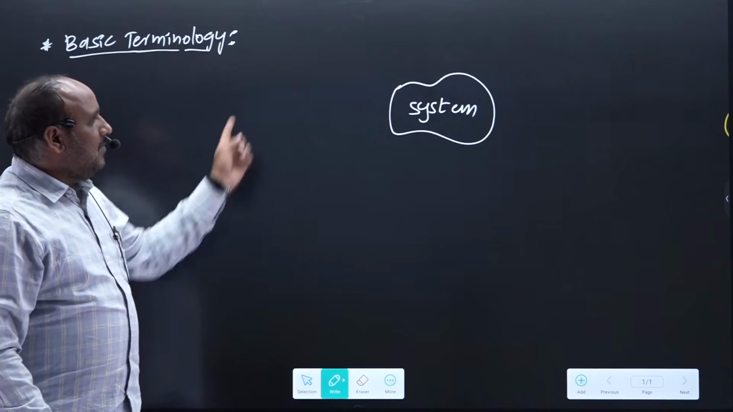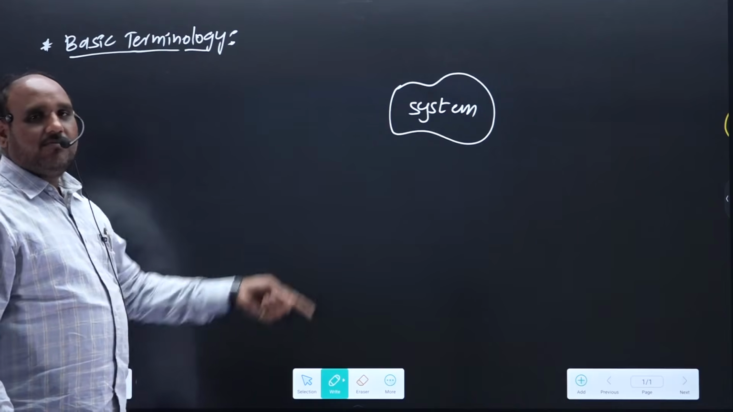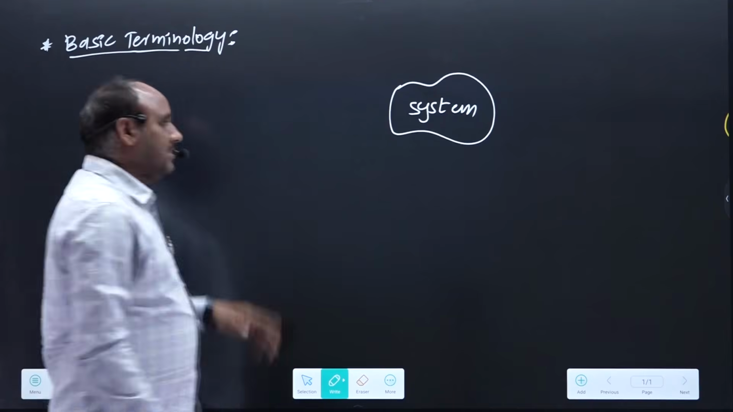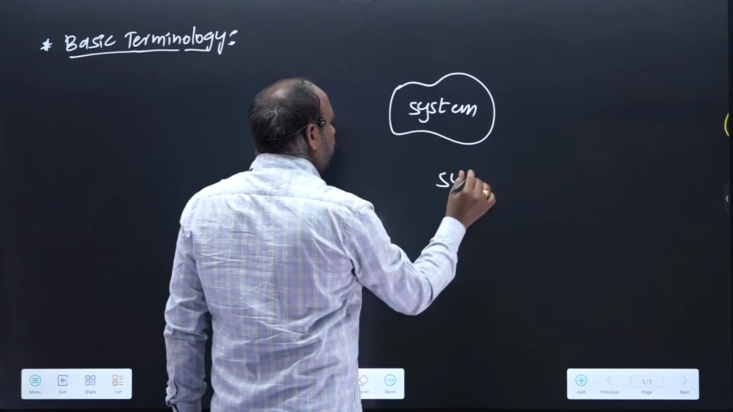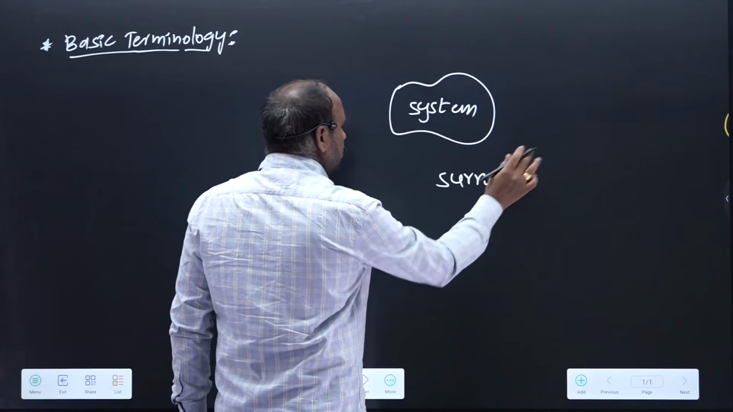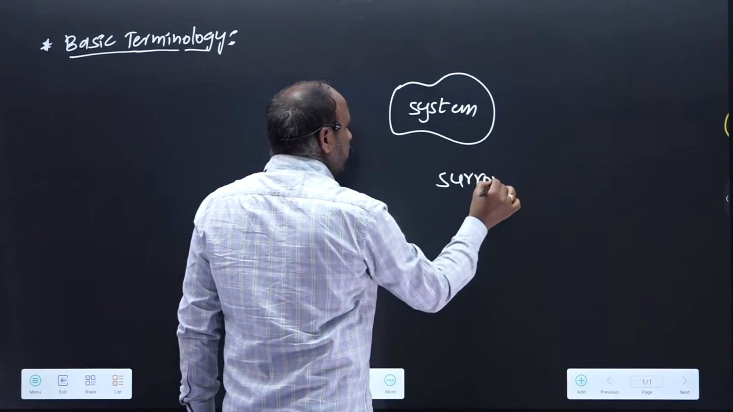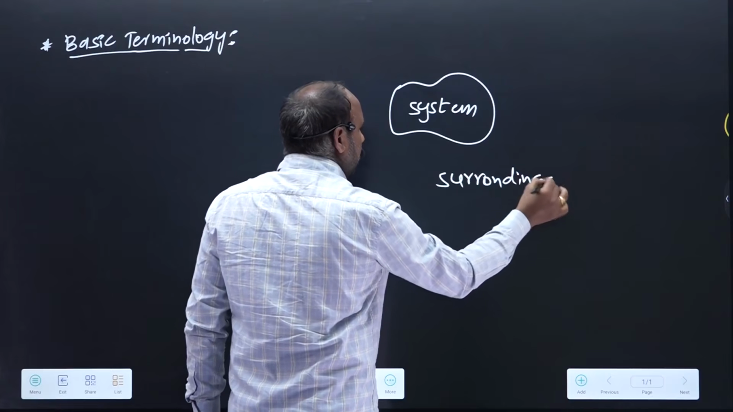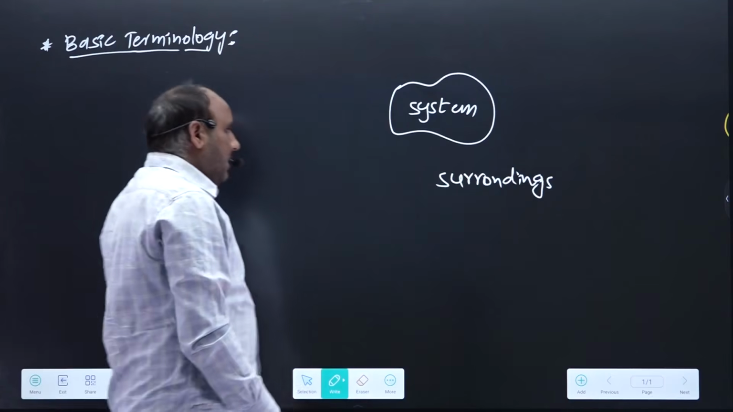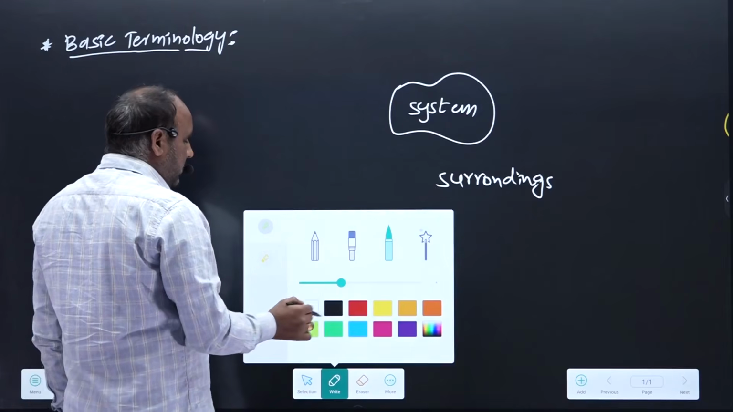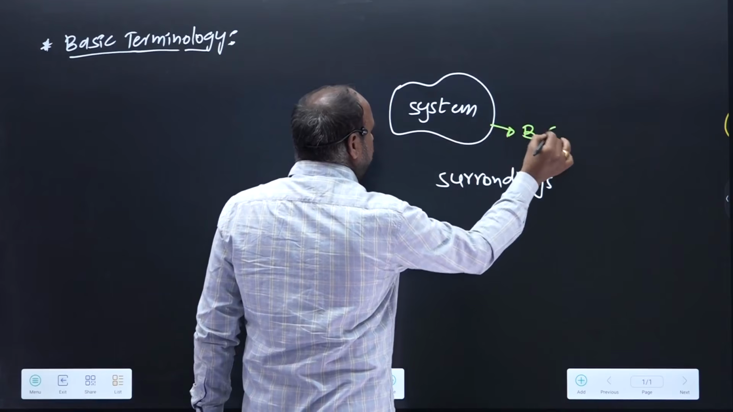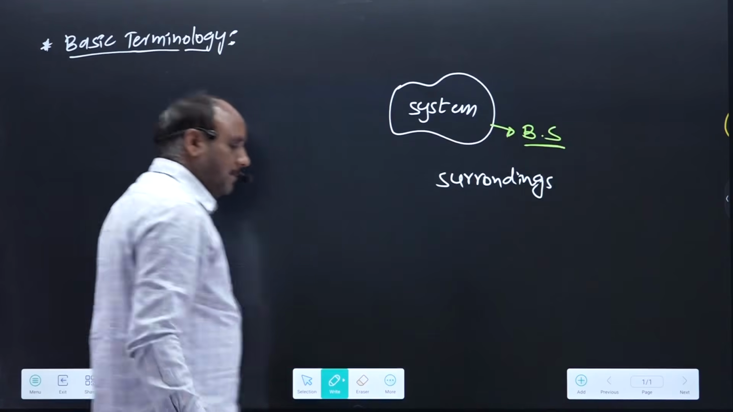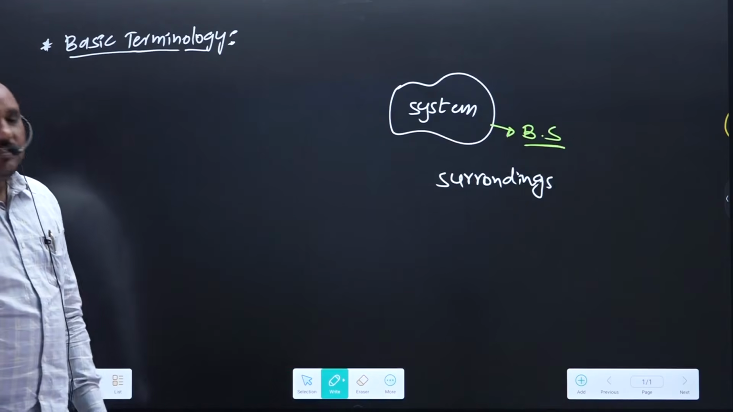Right. So the remaining part of this board is what? Surroundings. So clearly understand the subject. The remaining part of the board is surroundings. The area which divides system and surroundings is known as the boundary surface.